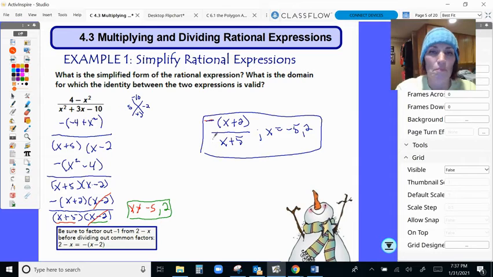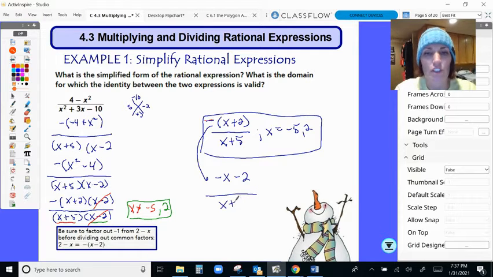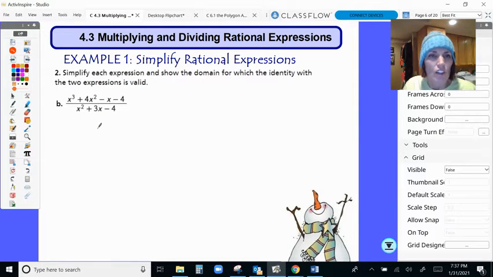Now, some might argue that this is going to be simplified to negative x minus 2 over x plus 5, so just be aware of that. All right, so that is simplifying rational expressions. Let's do one more here.